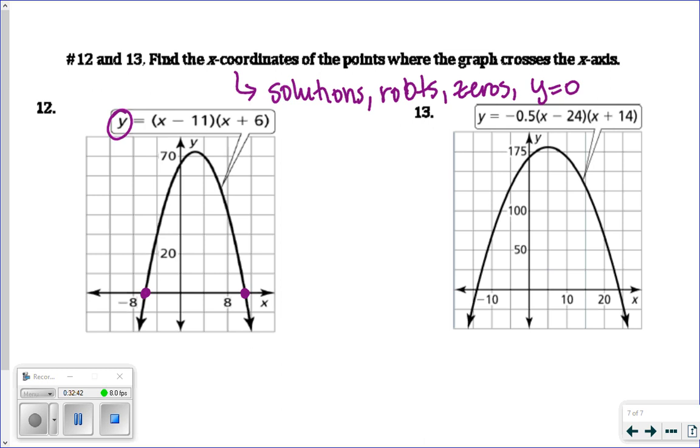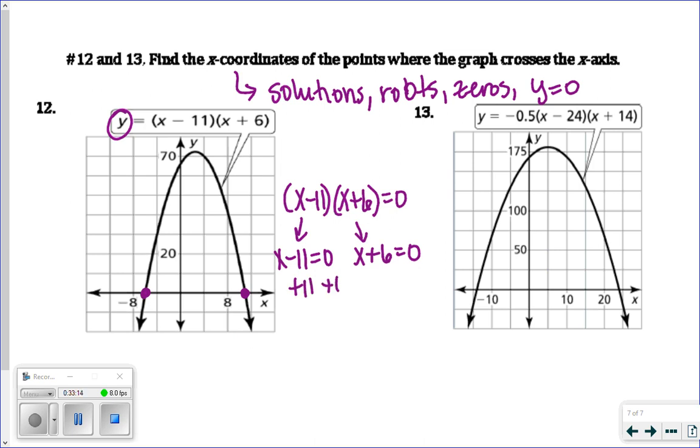So we'll finish out with number 12 here. If it says find the x-coordinates of the points where it crosses the x-axis, then we know this is always going to cross the x-axis, which means y is 0. So we would just do what we did earlier, take this factored polynomial, set it equal to 0, and use the zero product property to say, okay, well, that means either this is 0 or this is 0, and then we would just solve each mini equation. So one solution would be at 11, or one x-intercept would be at 11, and the other one would be at -6.